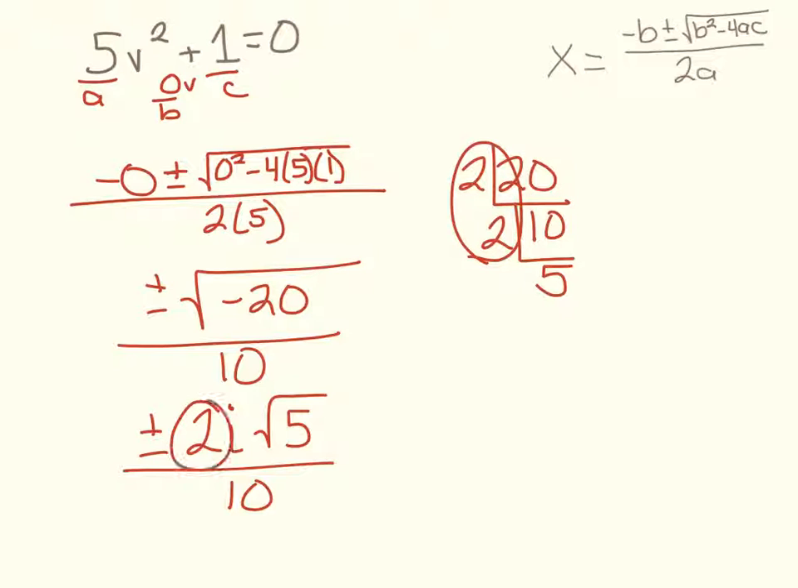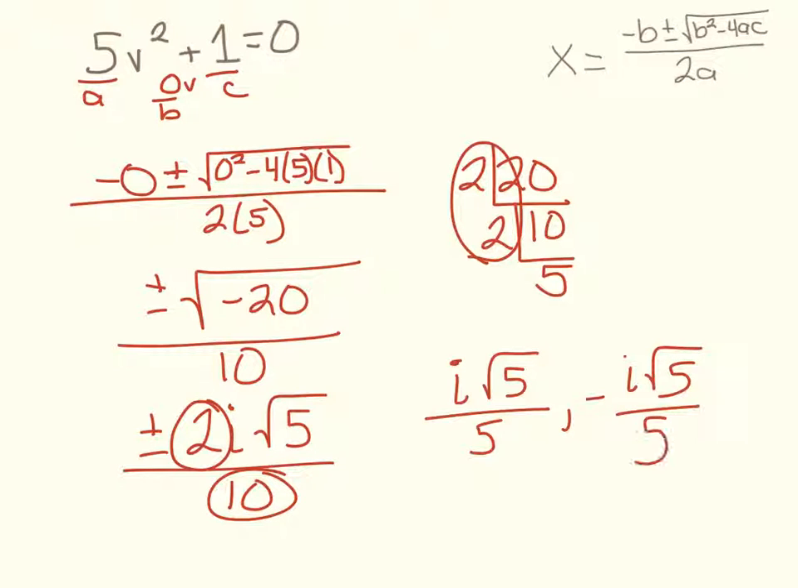And then one last step, we know 10. So 2 divided by 2 is 1. So we just put i, because we don't put 1i, radical 5. 10 divided by 2 is 5. So i radical 5 over 5 and negative i radical 5 over 5. And the braces are to show our set notation since we have a set of answers.